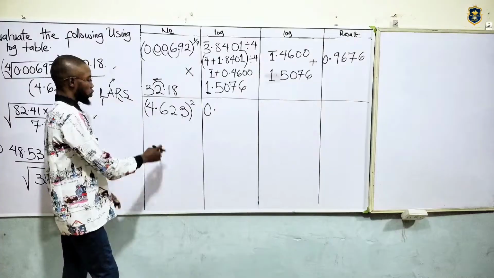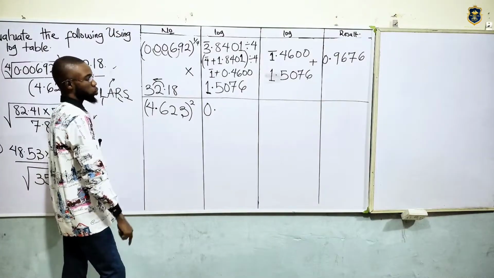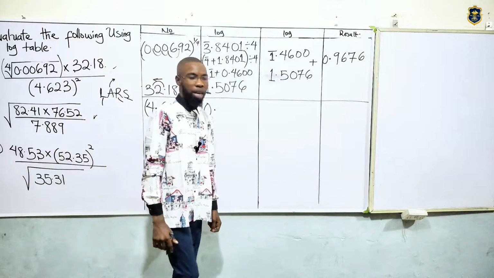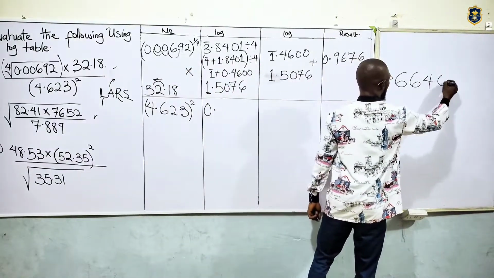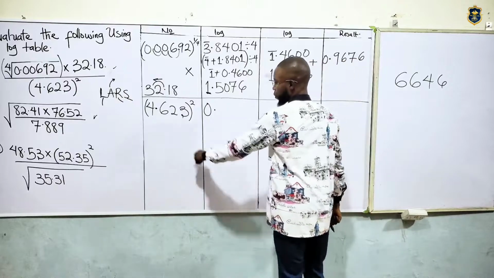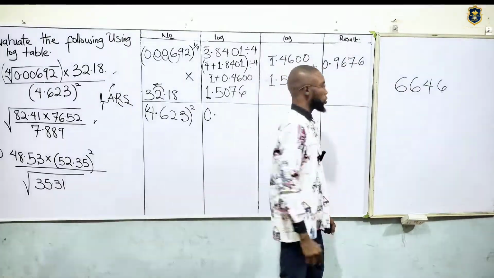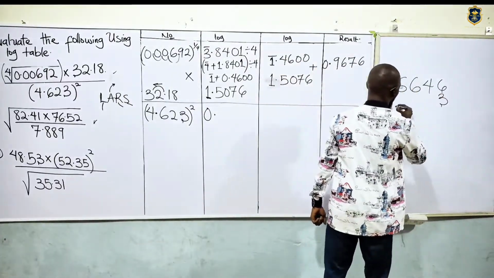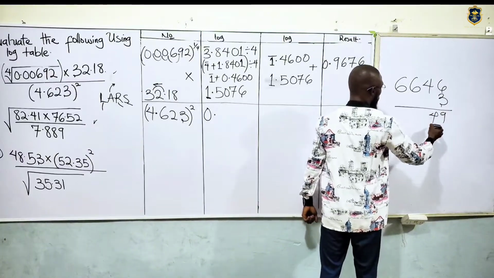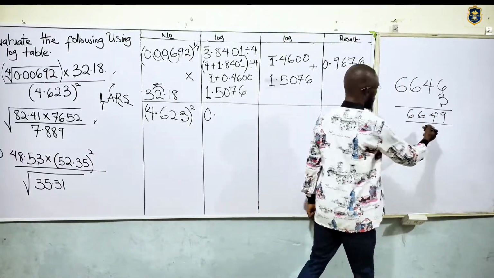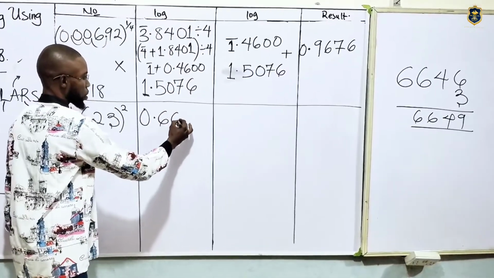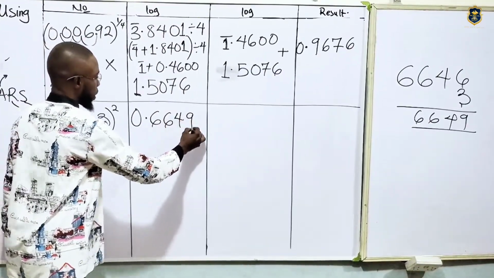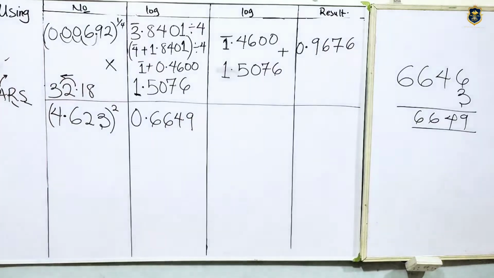What will you get? If you check log 46 under 2 on your log table on the screen there, you're going to get 6646. And the difference of 3 from the log table should be what? It is going to be 3. So if you add, it is 6649. Here we're going to put 0.6649. Right? But that's not all.